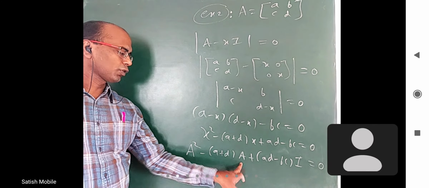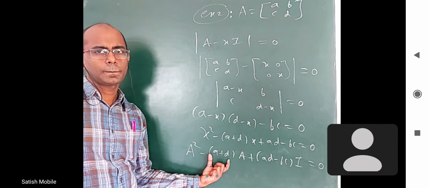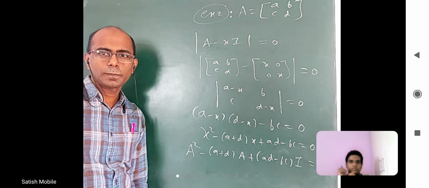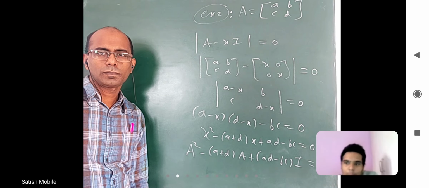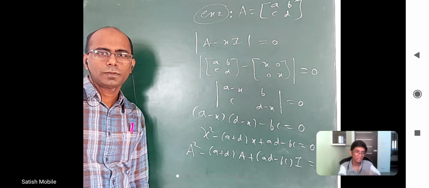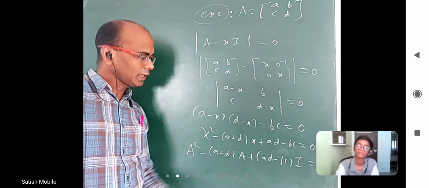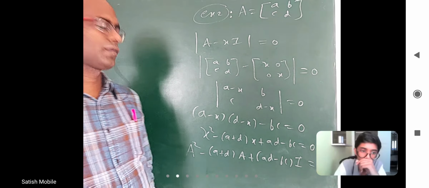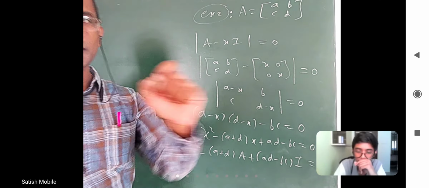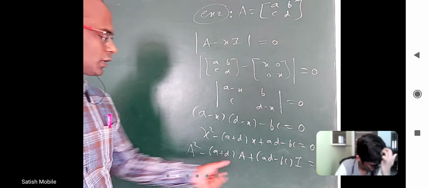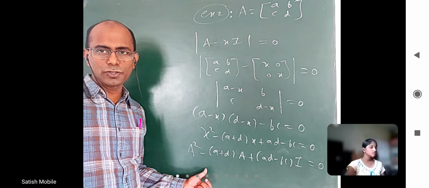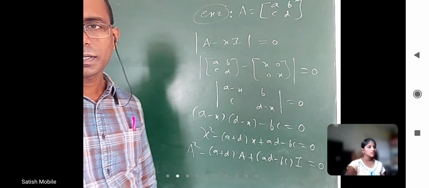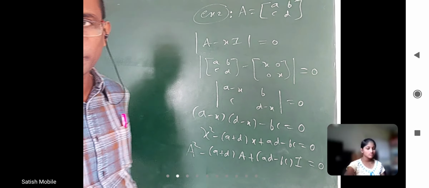What will I find as the coefficient of A always? Is there any name for a plus d? Yeah, it is the trace of A. And what is ad minus bc here? Det of A. Yeah. So whenever A satisfies a quadratic equation, the coefficient of A with opposite sign will give you the trace, and the constant into I, that constant will give you the det of the matrix. Is it all right? Okay.